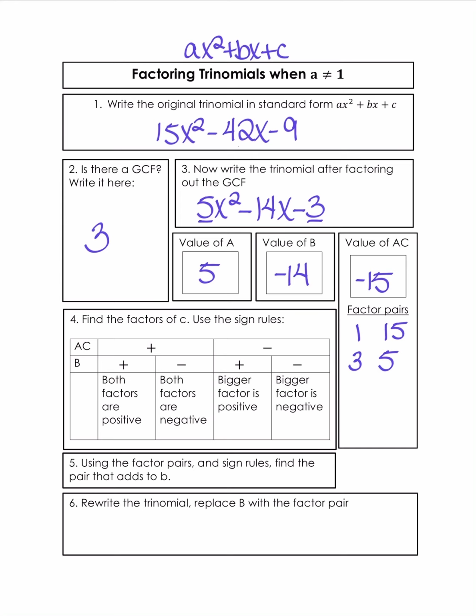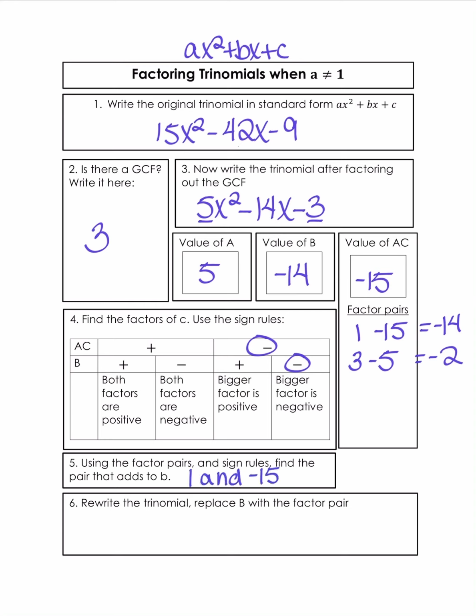So now let's figure out the signs. AC is once again negative, and then B is actually negative, right? B is negative 14. So we're going to make the bigger factor negative, and then let's add these factors together. So 1 and negative 15 gives us negative 14. 3 and negative 5 gives us negative 2. So the correct combination is going to be 1 and negative 15.